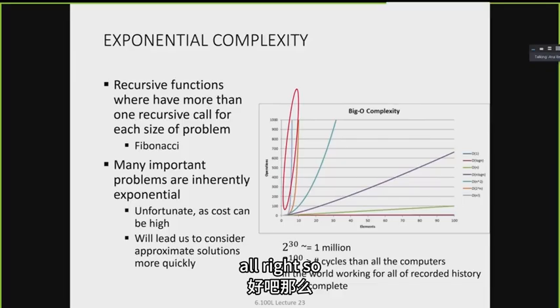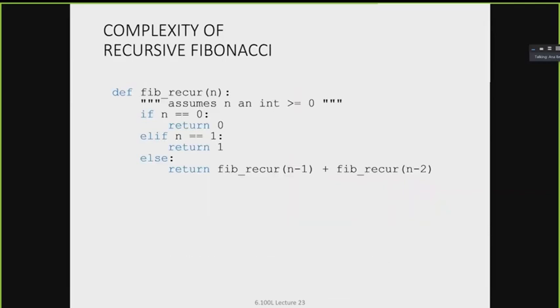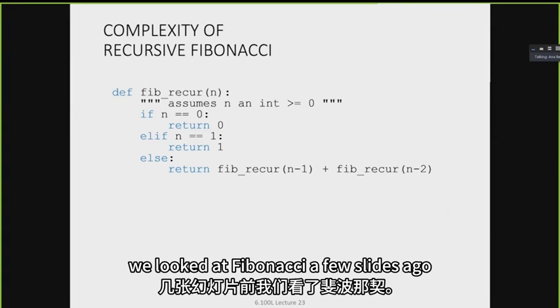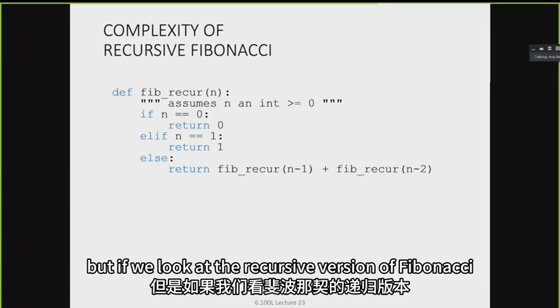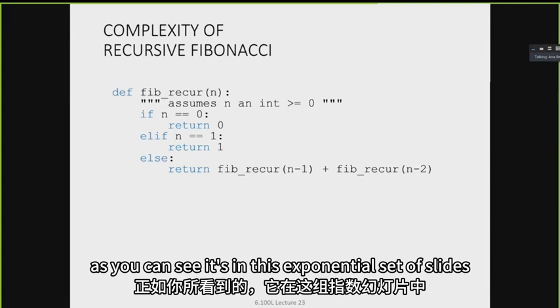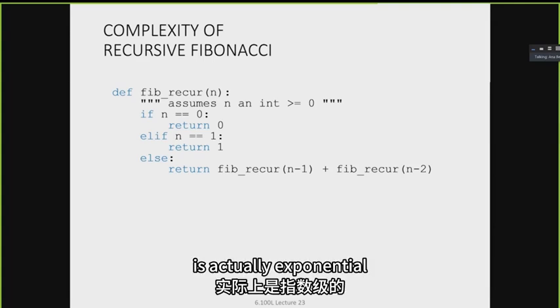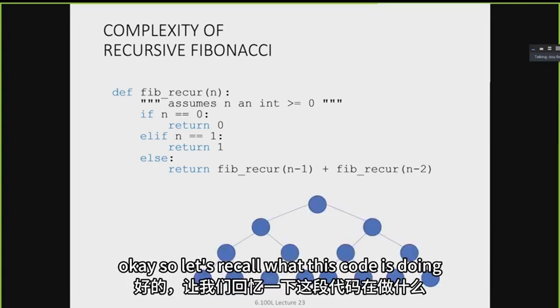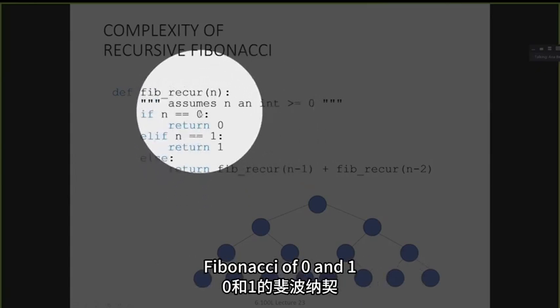All right, so let's look at Fibonacci again. We looked at Fibonacci a few slides ago, the iterative version, and the iterative version was theta of n. But if we look at the recursive version of Fibonacci, it's not theta of n at all. In fact, as you can see, it's in this exponential set of slides. The recursive version of Fibonacci is actually exponential. Okay? So let's recall what this code is doing. There are 2 base cases, Fibonacci of 0 and 1.